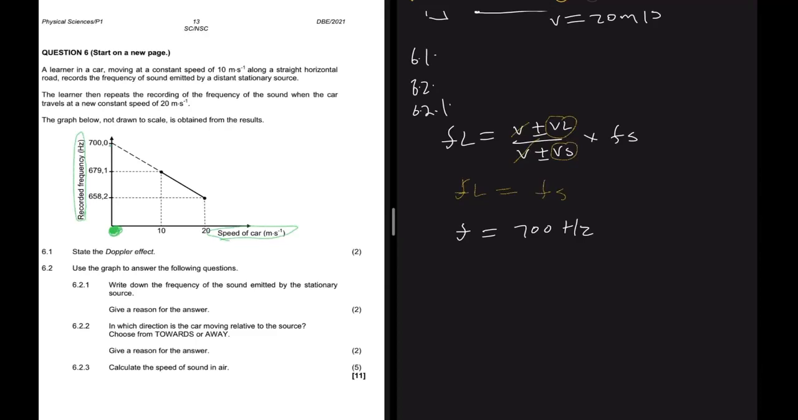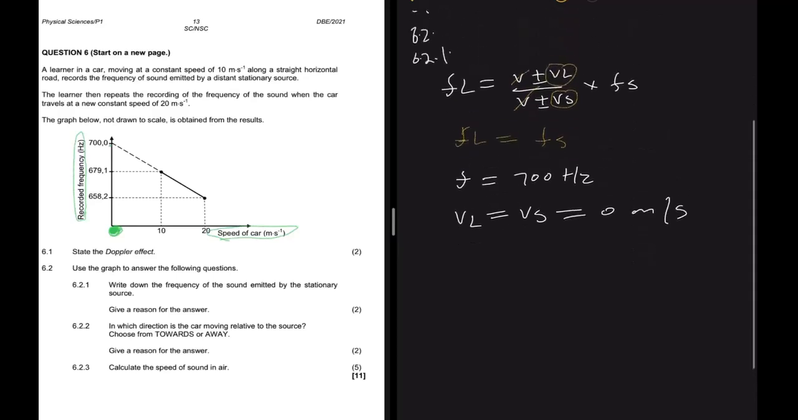The reason for the answer is that there's no relative motion between source and listener. They all have a velocity, so the velocity of the listener equals the velocity of the source equals 0 meters per second. No relative motion between the two, so the Doppler effect cannot take place, or its effect is 0 in this instance. Let's move on to the next question.